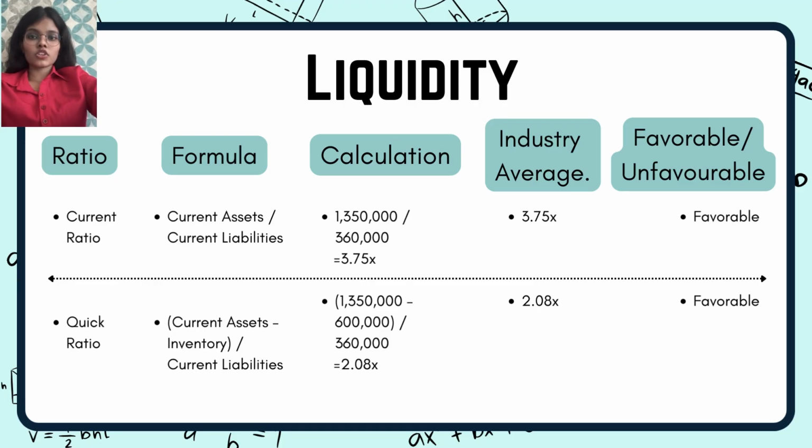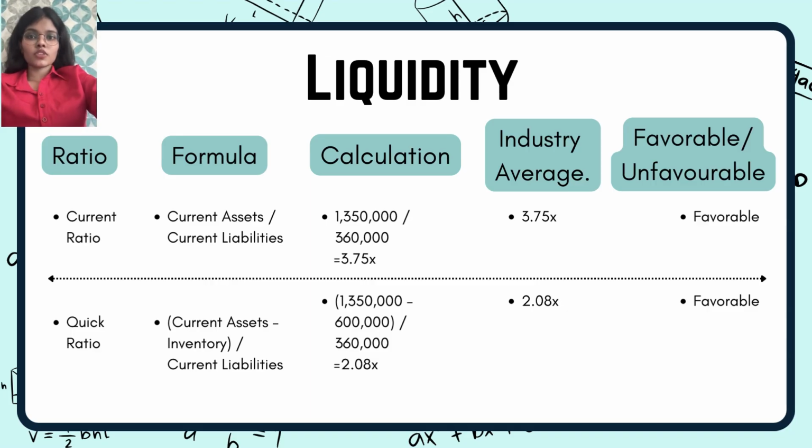For the current ratio, the formula is current assets divided by current liability. KEC has current asset of 1,350,000 and current liability of 360,000. Thus, the current ratio is 1,350,000 divided by 360,000, resulting in 3.75. This is higher than the industry average of 3.5 times. This is favorable, indicating that KEC is in a strong position to meet its short-term liability.